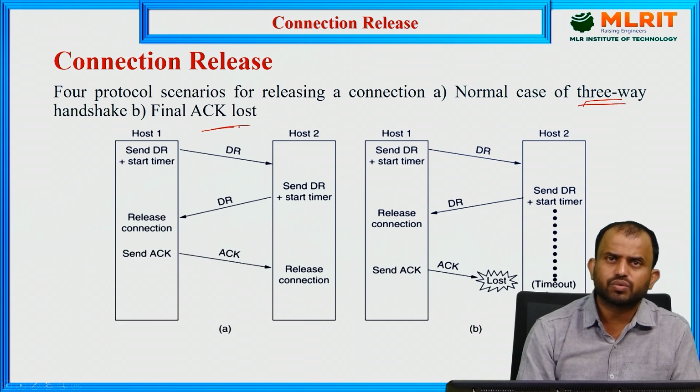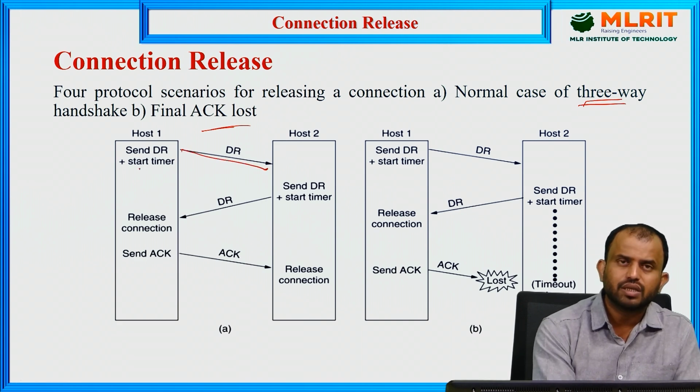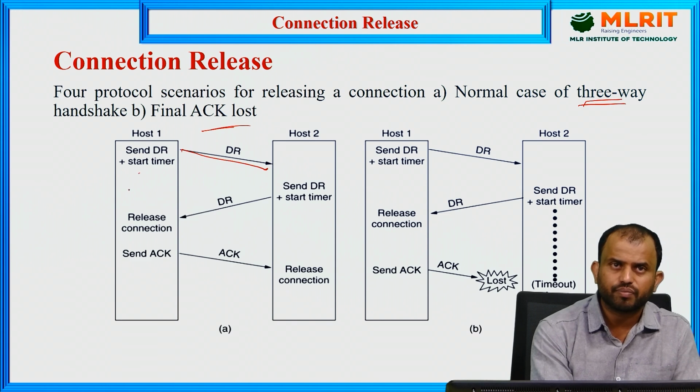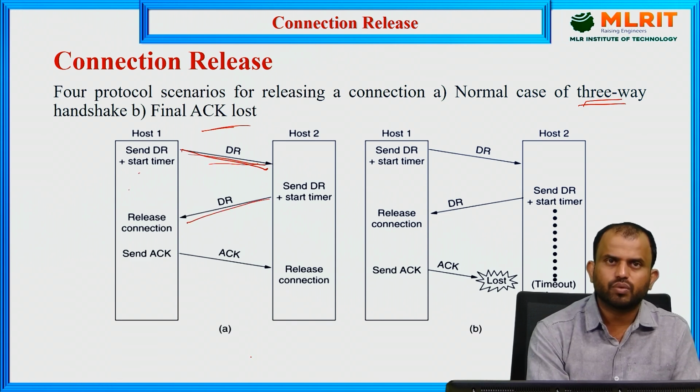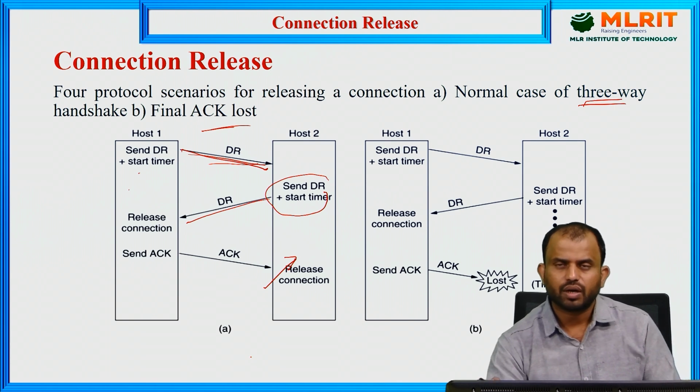So when you see this, what is the three-way handshake mechanism? One is the data request, which means send the data request plus timer, right? Once the data request is received, we send the data request and the timer value, which means release the connection. So it will get a positive acknowledgement sent back, and then the connection is released. Or else the connection is lost.